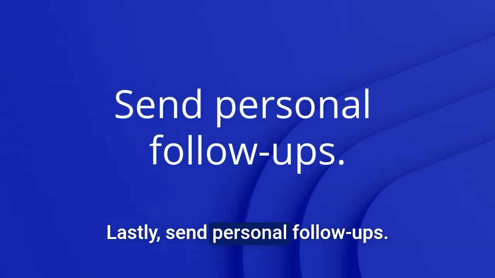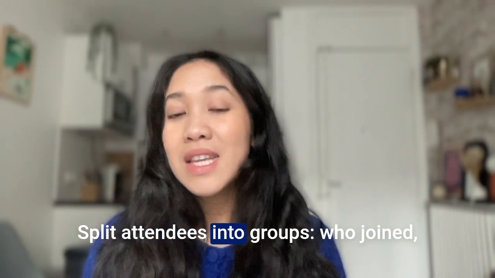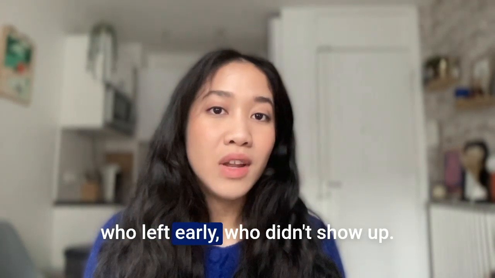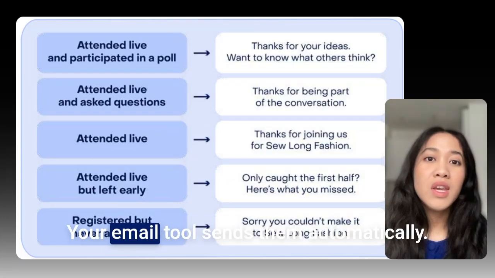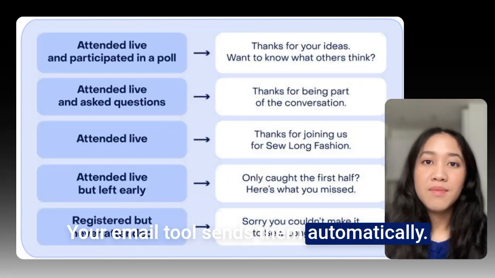Lastly, send personal follow-ups. Split attendees into groups: who joined, who left early, who didn't show up. Use AI to write a custom email for each group. Your email tools send them automatically.